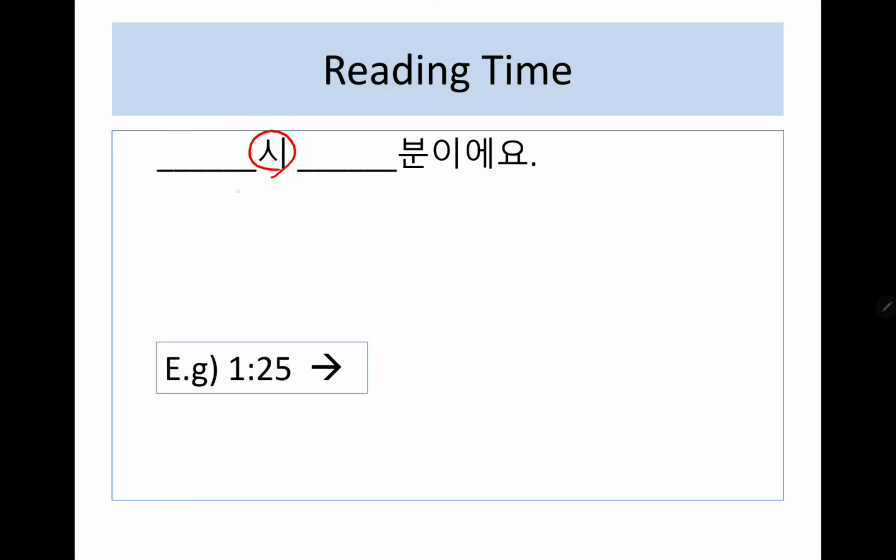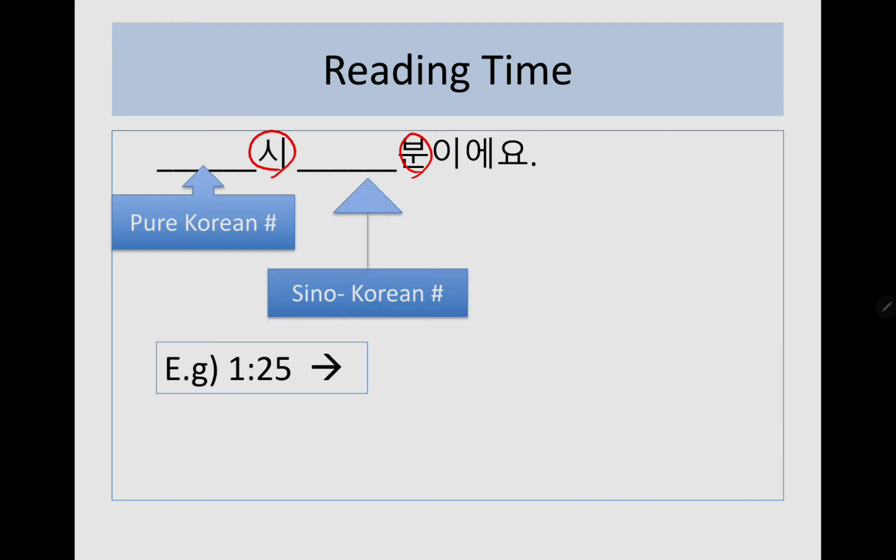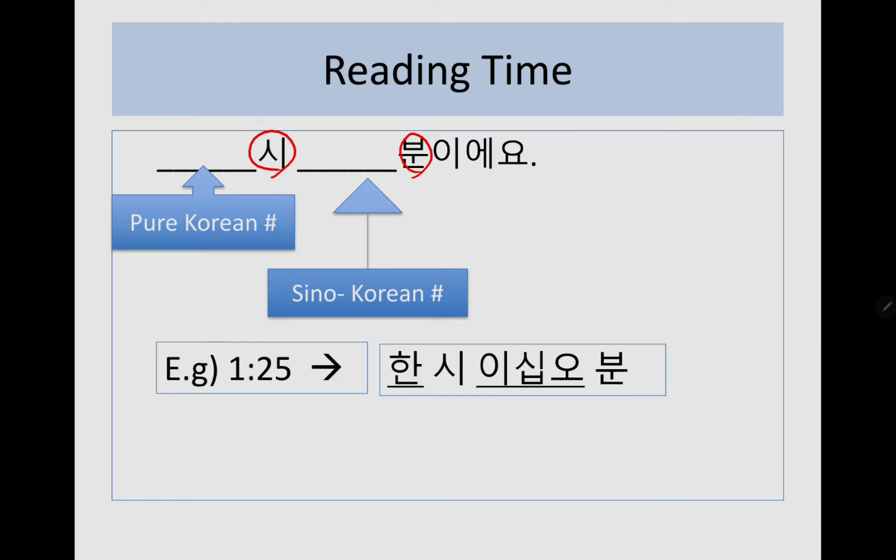So, 시 is for hour, 분 is for minute. For hour, we use pure Korean number, which is native Korean number. And for 분, we use Sino-Korean number. So, we have an example here, 1:25. We read it as 1시 25분. Okay?